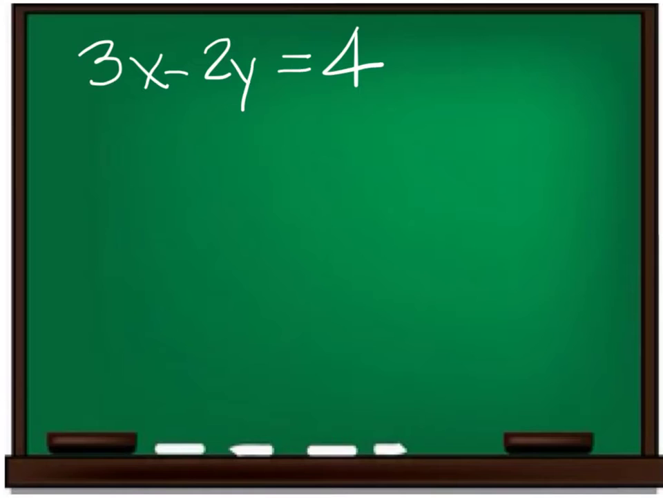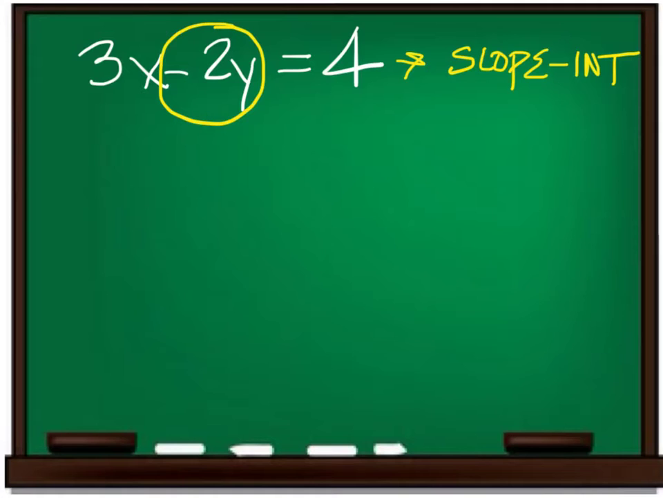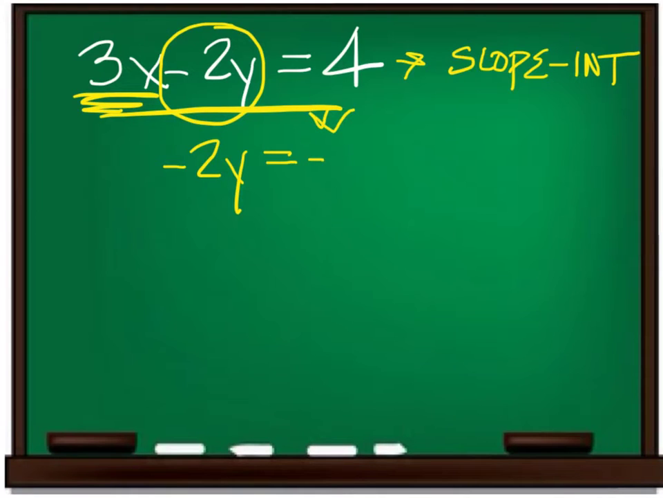Example number 2. This is 3x minus 2y equals 4. You must change it to slope-intercept form. Leave the y term where it's at and move the x term over to the left, or to the right, and change the sign.